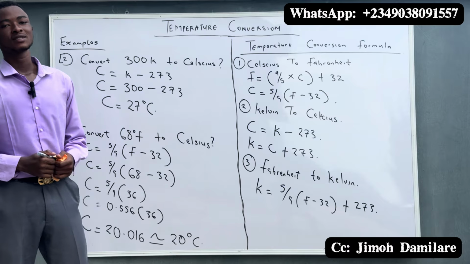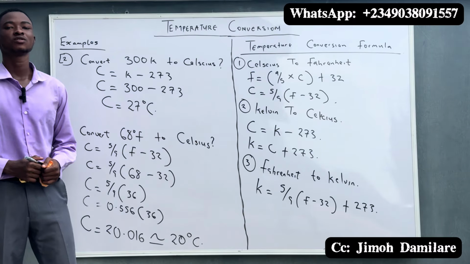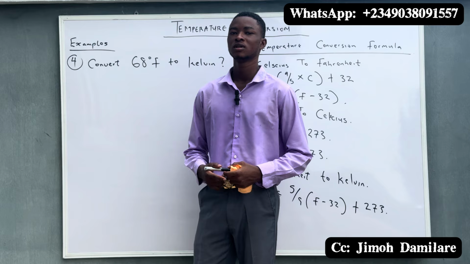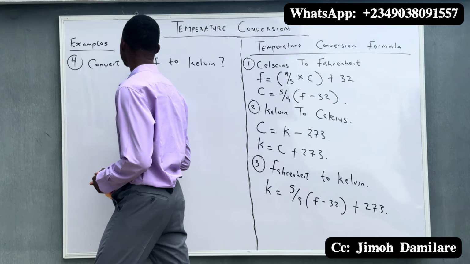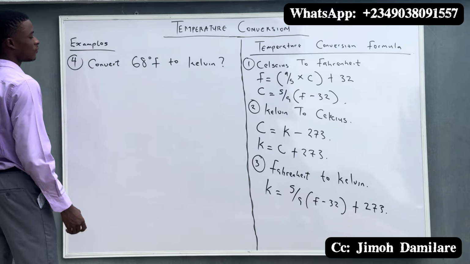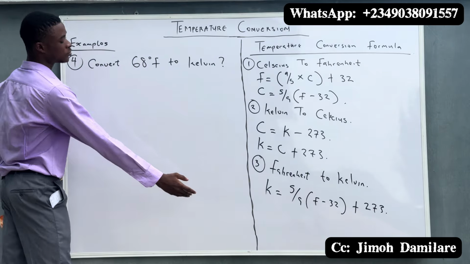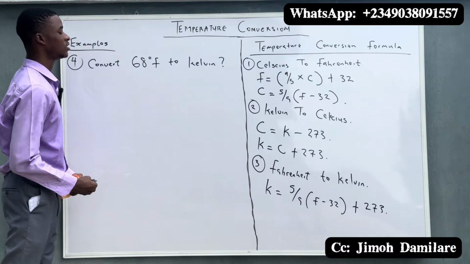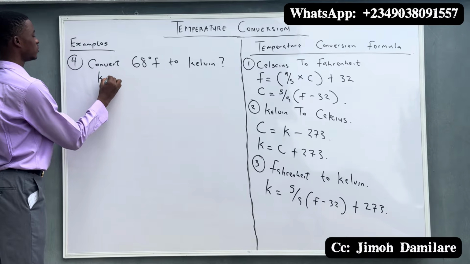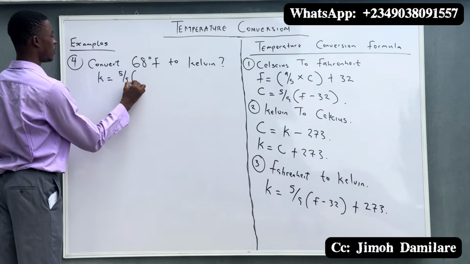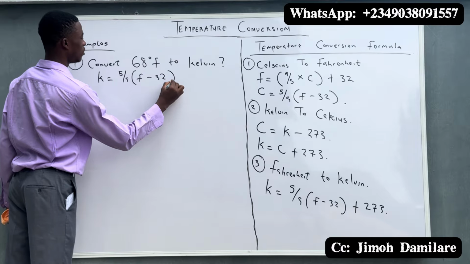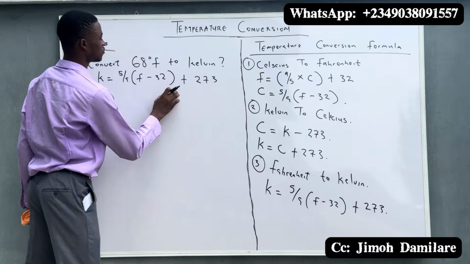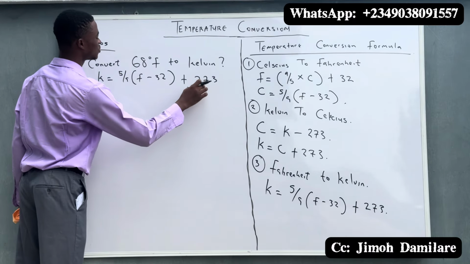So let's look at our last example on the temperature conversion formula. And moving to the last example as written on the board, the question says convert 68 degrees Fahrenheit to Kelvin. So we have to convert Fahrenheit to Kelvin. So the formula to use is Kelvin equals 5 over 9 multiplied by F minus 32, plus 273. So writing our formula, we have Kelvin equal to 5 over 9, open bracket, F minus 32, plus 273. So that means we have to convert to degrees Celsius first and add it together with 273.